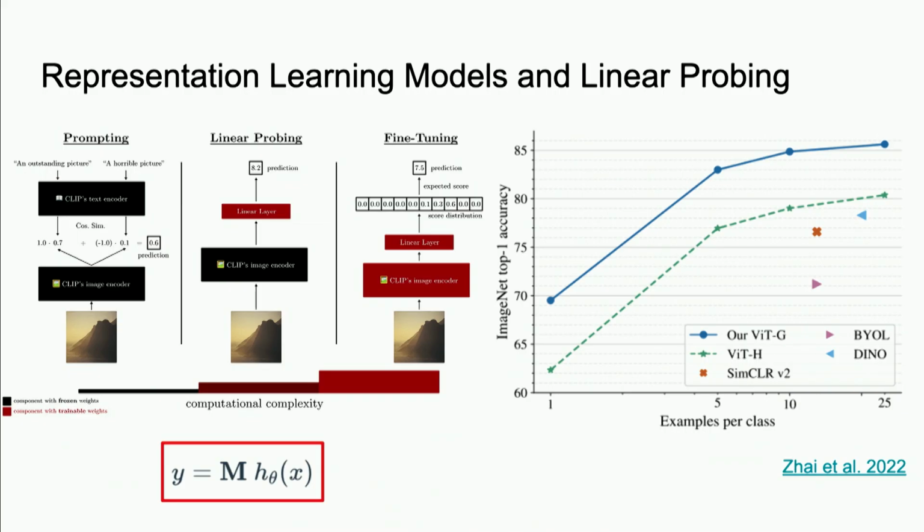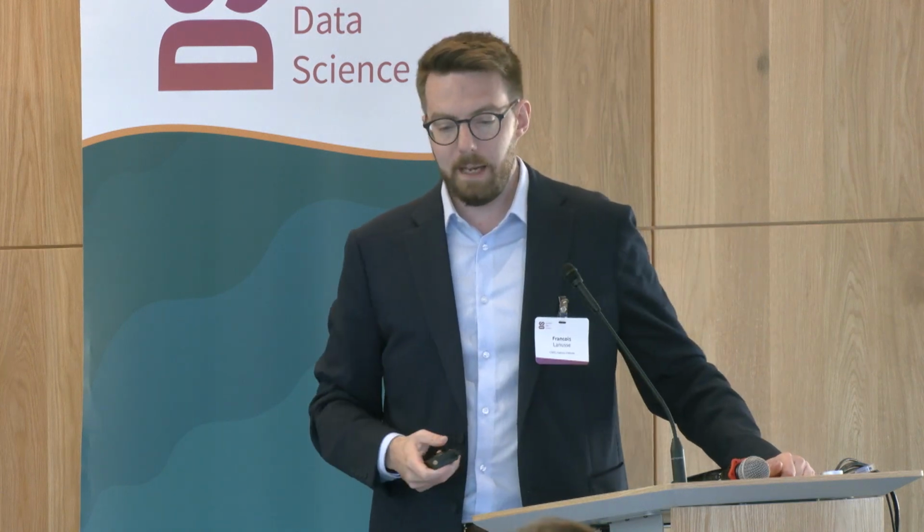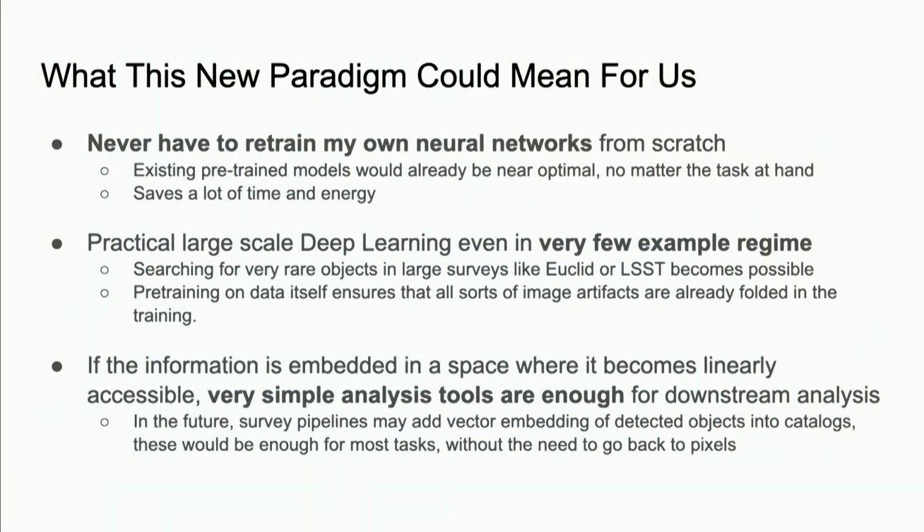So the bottom line is that you can do whatever task you want, you reach state-of-the-art performance by just a very simple adaptation of a frozen existing model. And that in itself is going to be very powerful for us. So why? For several reasons. The first one is that if I am an astronomer and I want to do deep learning, I will never have to retrain my own neural network. I can directly use an existing off-the-shelf network, and that's going to save me a lot of time.